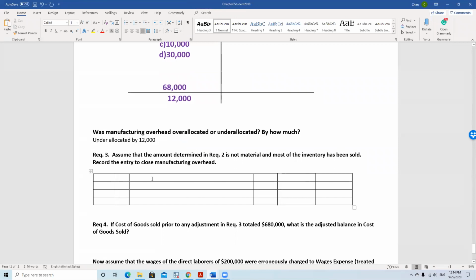So if it's under allocating, do we increase cost of goods sold or decrease cost of goods sold? Yes, we increase cost of goods sold, and then we do a credit of manufacturing overhead. So this is 12,000.